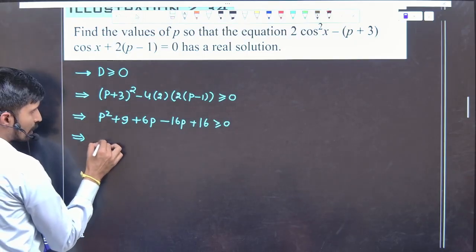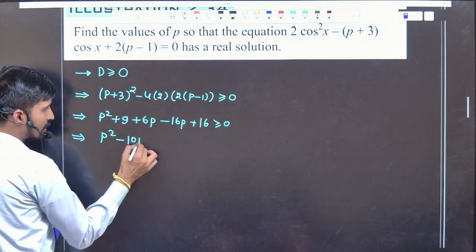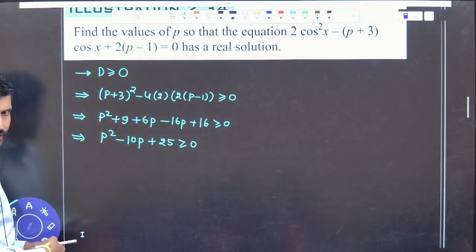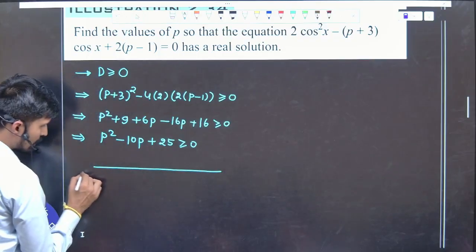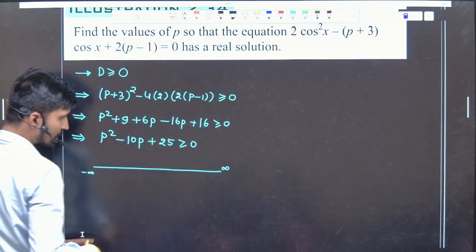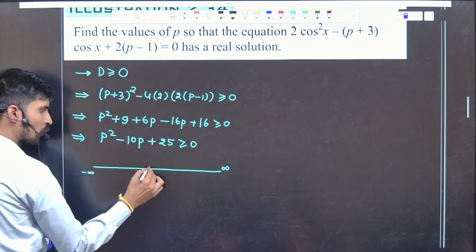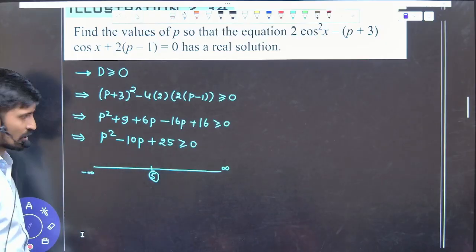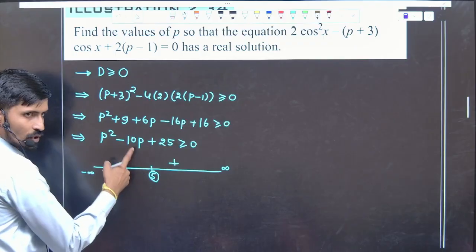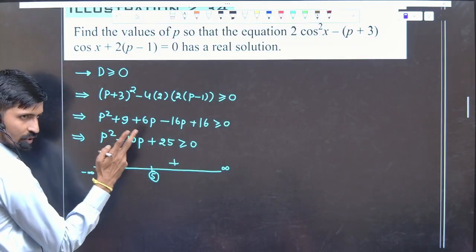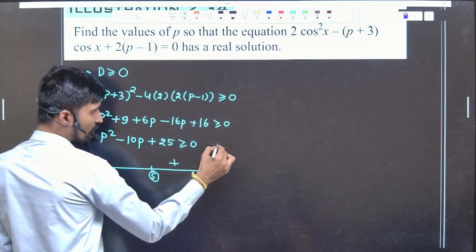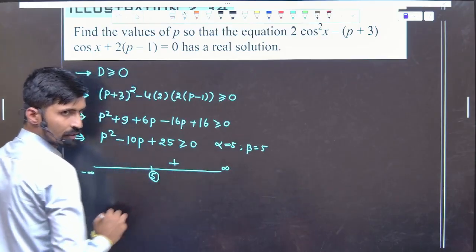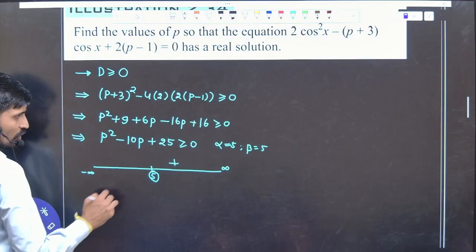Now, p square minus 10p plus 25 greater than or equal to 0. Now this is a quadratic inequality. I will draw a number line, minus infinity to plus infinity. I will find its roots. Both roots are 5, 5 and 5. So the counting is 2. One root alpha is 5, beta is also 5. So one root is 5, the other root is 5.